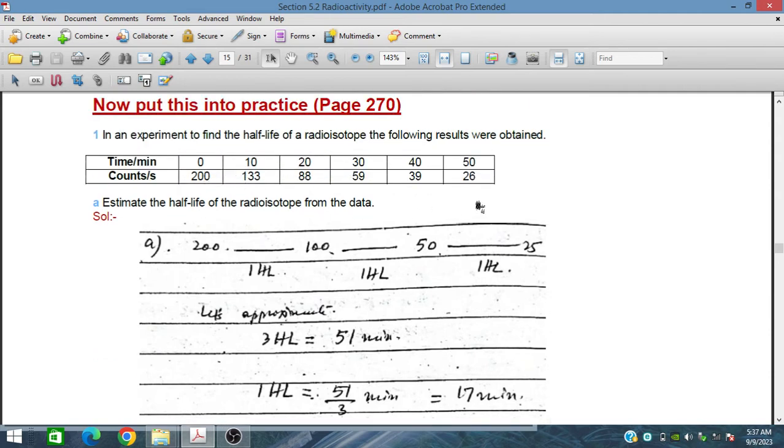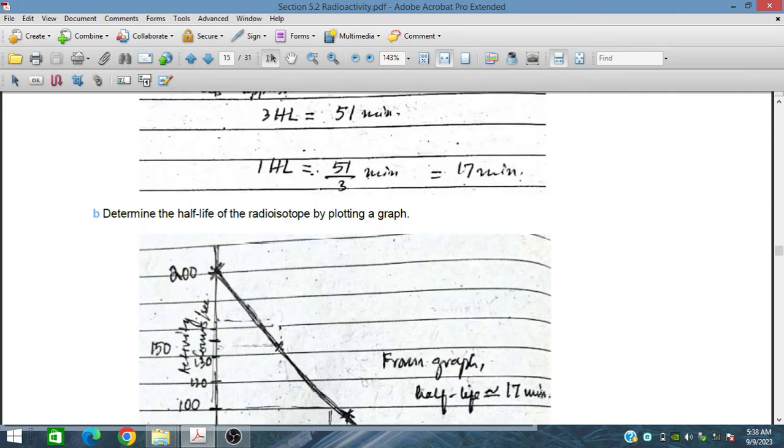because after 3 half-lives, this 200 decreased to 100, and 100 to 50, and then 50 to 25. So this is very close to 25. So we assume that after 51 minutes it becomes 25. So these 3 half-lives give 51 minutes. So 1 half-life is basically 17 minutes.